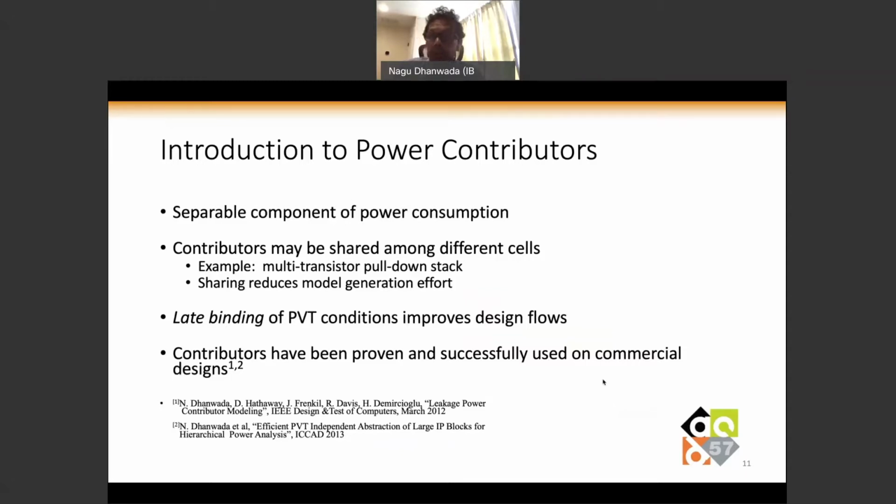So the total power is a sum of these separable components, and basically each contributor behaves the same in different cells, thus giving us the ability to share contributors amongst multiple cells, right? So this concept of contributors, which we'll elaborate a little bit more on, has been proven and successfully used on several generations of microprocessor designs within IBM.